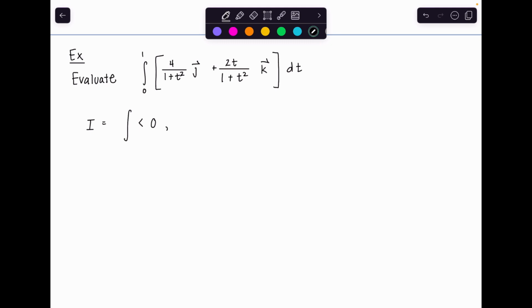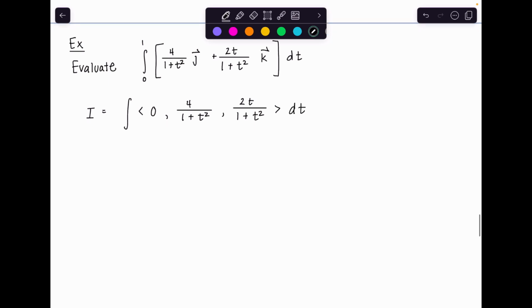We have nothing in the x component, 4 over 1 plus t squared in the y, and then 2t over 1 plus t squared in the z. And we're integrating with respect to t. So all that means is we're integrating component wise. The integral of 0 dt, the integral of 4 over 1 plus t squared dt, and the integral of 2t over 1 plus t squared dt.